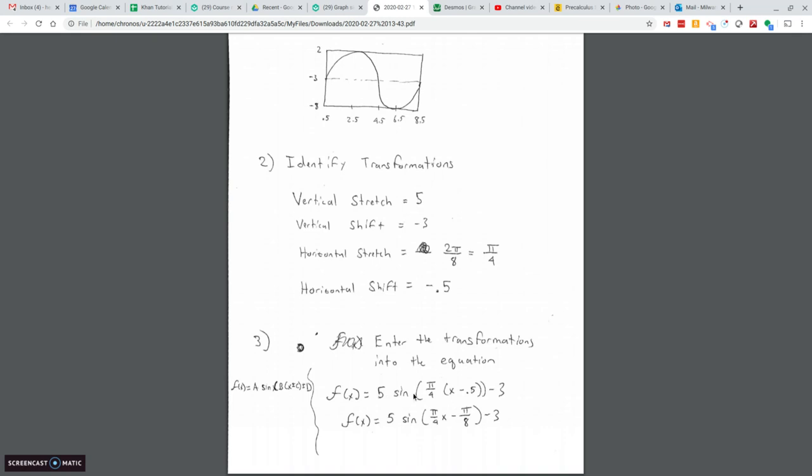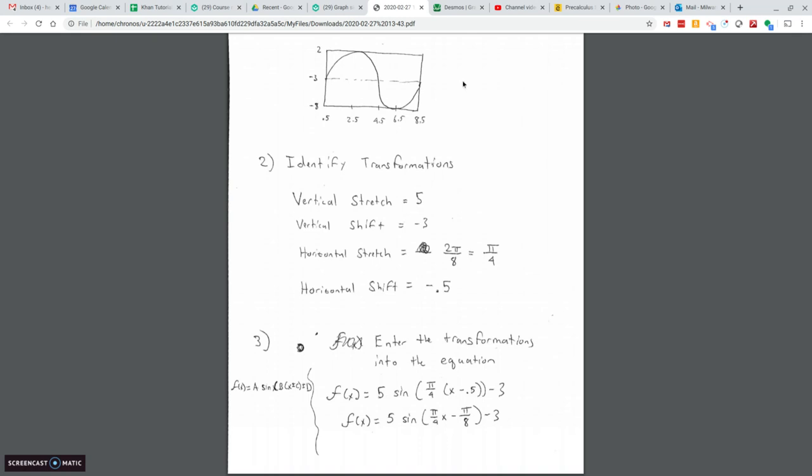But of course, they want us to simplify for our answer. So they just have us distribute this pi over 4 to these two things. So this is pi over 4 times x, or pi over 4x, and then pi over 4 times 1/2, right, 0.5, is really pi over 8. Okay, you just enter that in, and everything should be good.